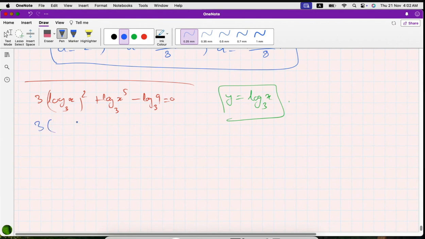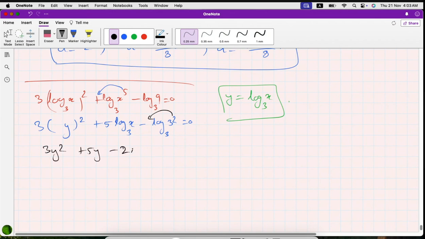Now this is 3, but purely that's y as given, substituted. Now this is 5, this can come down as power rule. So this is 5 log x to base 3. Now how would you know that that's power rule? You need to study logarithms before attempting this. And now the last one: 3 to the power of what equals 9, so that would be 3 to the power of 2. So now this is 3y square plus 5y minus 2 is equal to 0.